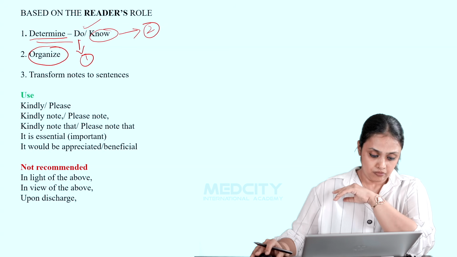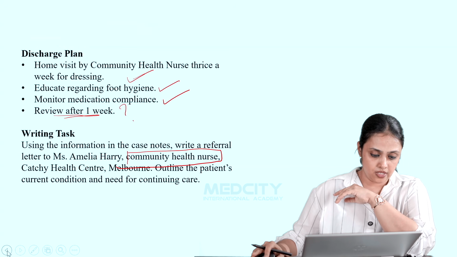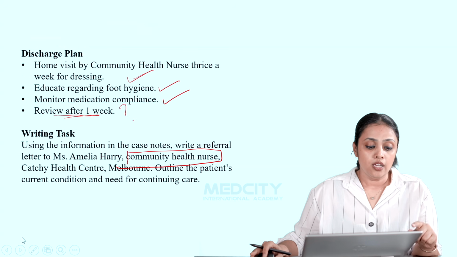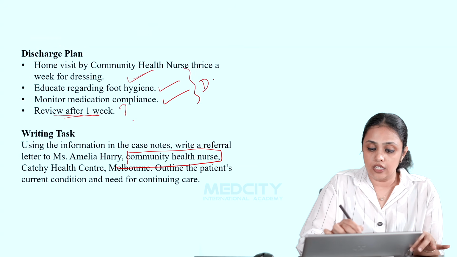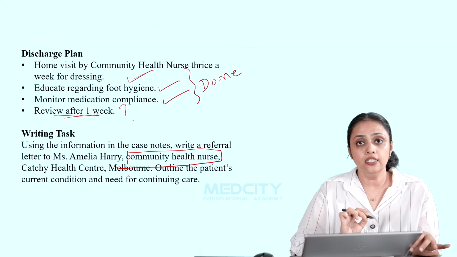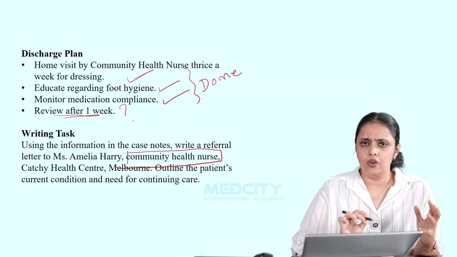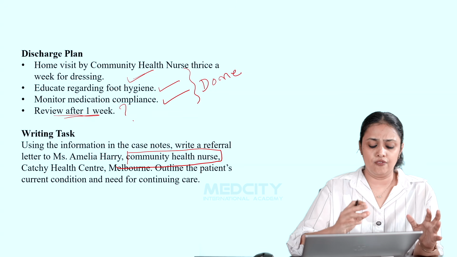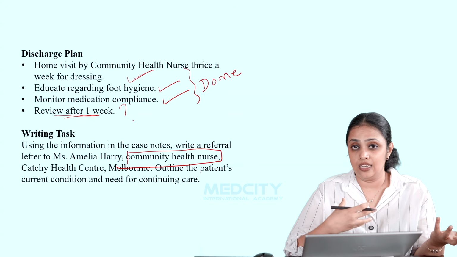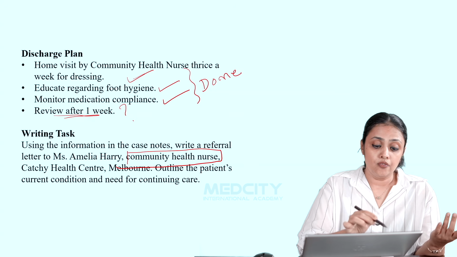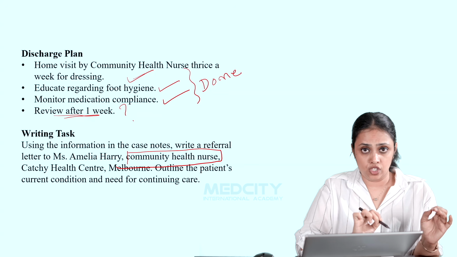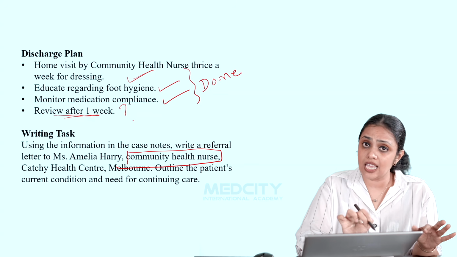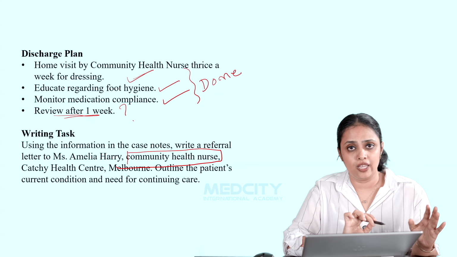For instance, let's get back to our previous screen. See here, 1, 2, 3. All of these points are to be done or performed by the community health nurse. Now, will there be any difference in any marking criteria when you change the order of these points when you write it in the recommendation paragraph, or should you stick on to the same order as it is given in the discharge plan?